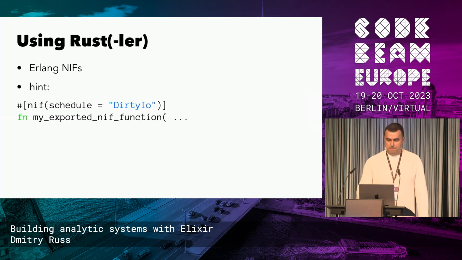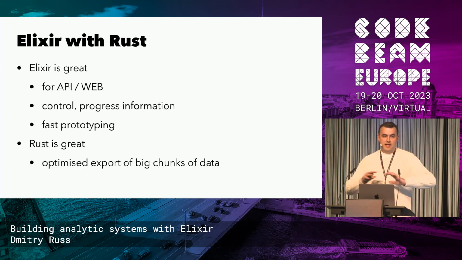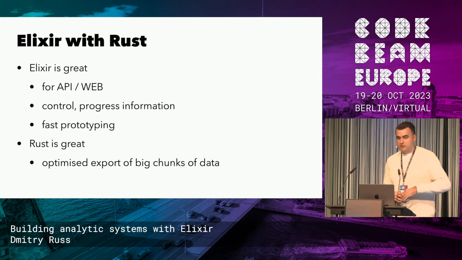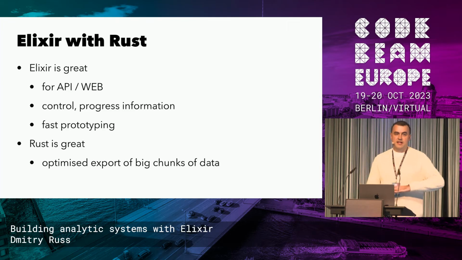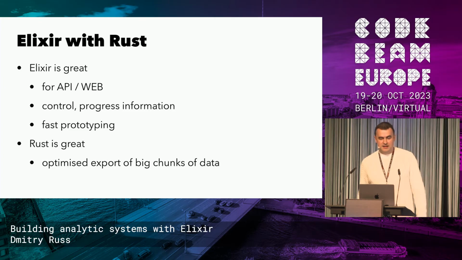So, to say a little bit about using Elixir with Rust. Elixir is great for everything around where you need an API, web communication, concurrency control, progress information. That means you can easily implement, for example, progress reports in Elixir whenever you send messages from Rust about how much data was processed.